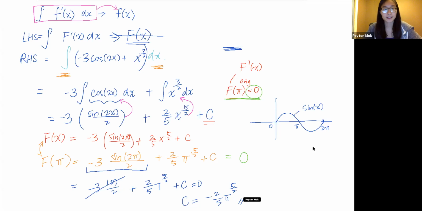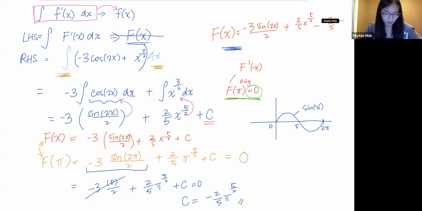So plugging it back into the f of x equation, we'll have our final answer here. I'll just write it on top. So final answer here, we'll be having f of x equals to minus 3 sine of 2x divided by 2 plus this, and then minus 2 over 5 pi to the power 5 over 2. Any questions so far?